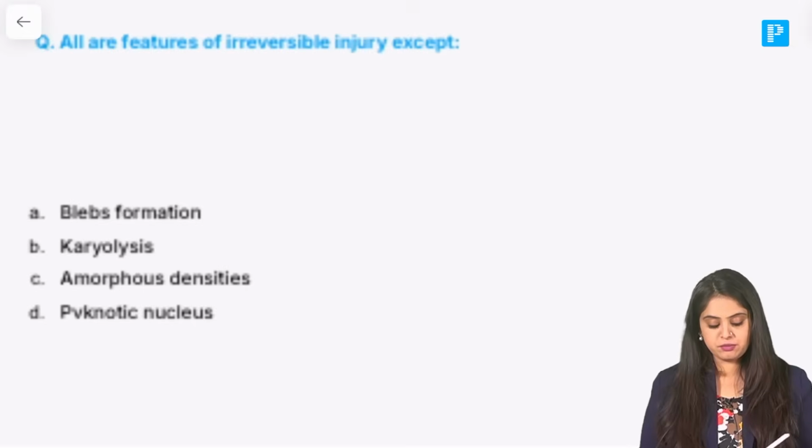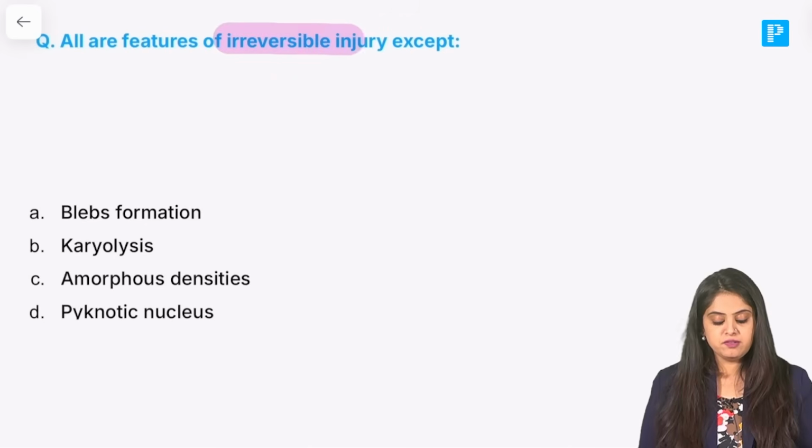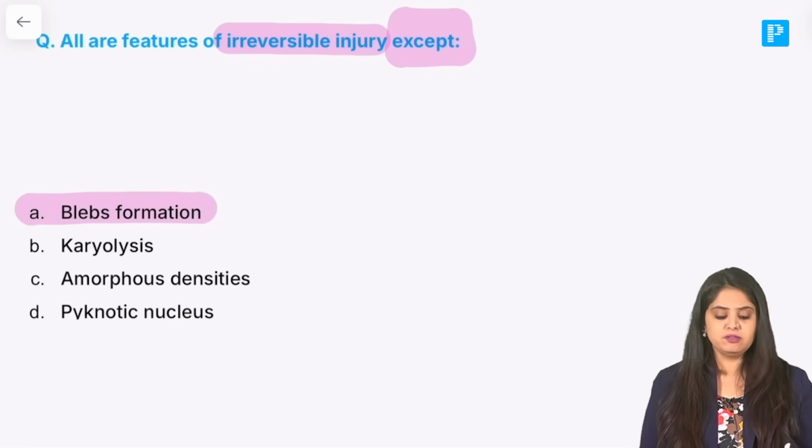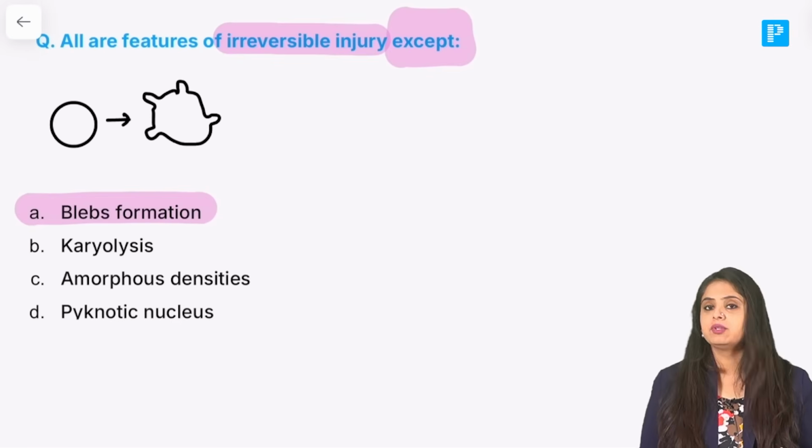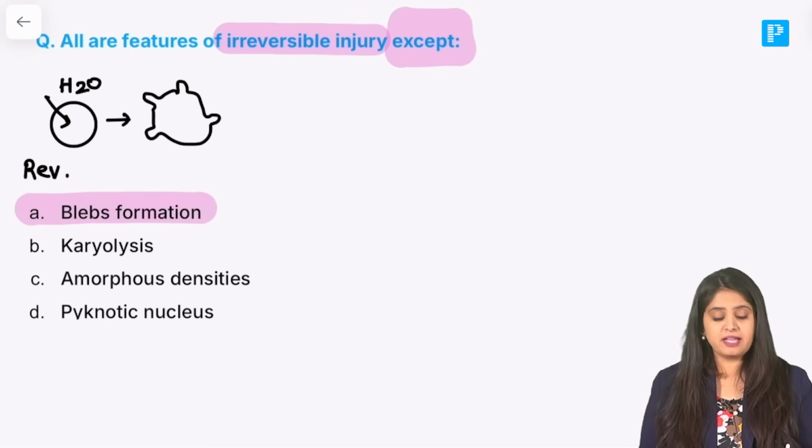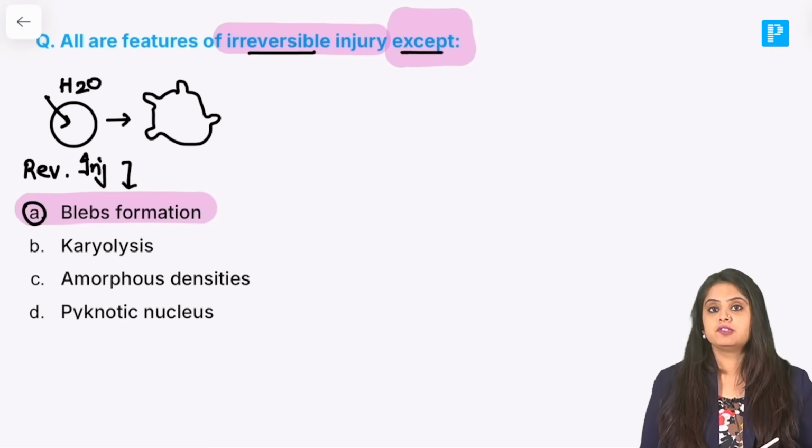Moving on to the next question, all are features of irreversible injury except. Now over here, I can see the first one, that is bleb formation. Bleb formation means that if this is a cell, the cytoplasm has started making some outpouchings like this. Why would that happen? When a lot of water is entering into the cell, to accommodate the water. This was seen in the first slide of pathology. That is reversible injury. This is a feature of reversible injury, not of irreversible injury. All the others are definitely features of irreversible injury.